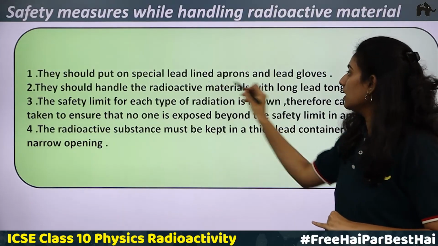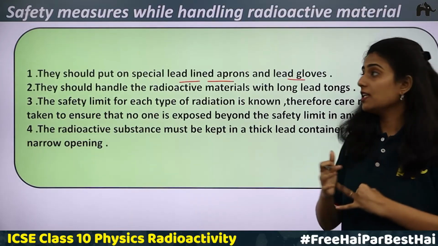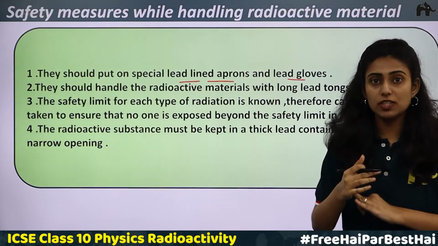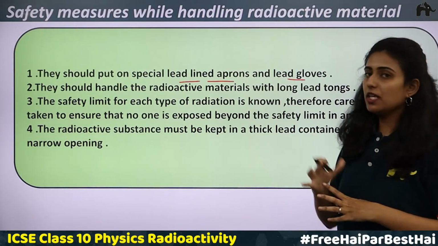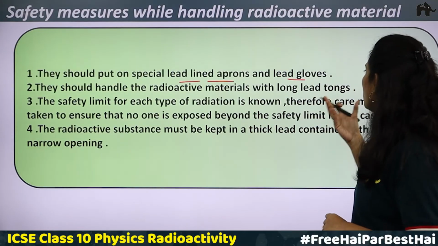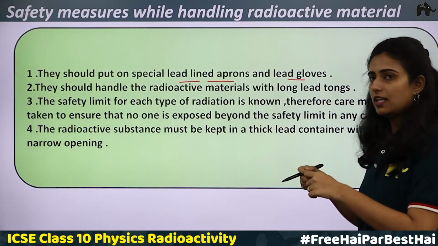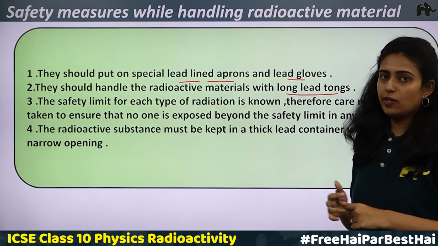Okay, so we know that alpha radiation or beta radiation cannot easily pass through lead, but what about gamma radiations? So, thick lead can be used. Next, they should handle the radioactive materials with long lead tongs. You should not go near it, and long lead tongs should be used. Only then you handle the radioactive substances.